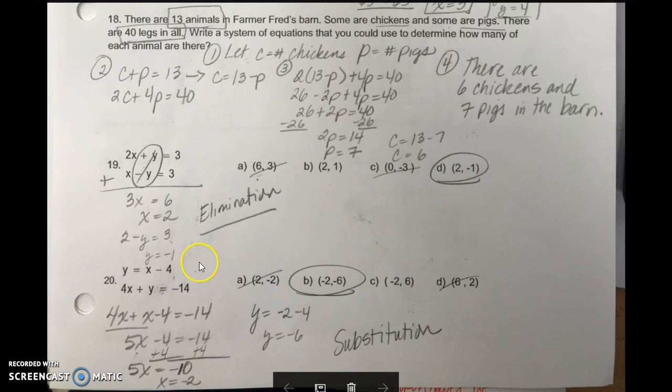In number 20, this time the first equation is in slope-intercept form, so I used substitution this time. I substituted my x minus 4 in place of y, and then I solved, noticing that that gave me a solution of x equals negative 2. Again, I used process of elimination to get rid of A and D because those were different values for x, and then went ahead and plugged it in to find my value of y, which was negative 6, therefore giving me the correct answer B. So again, on these, make sure that you're choosing a method of solving that makes sense, okay?